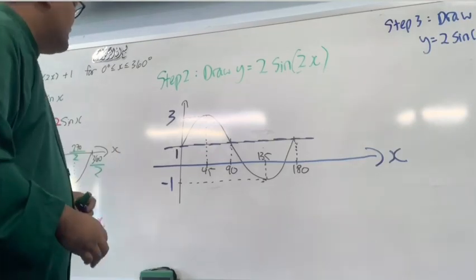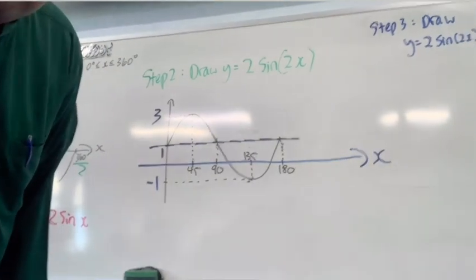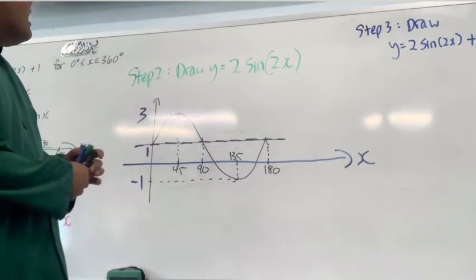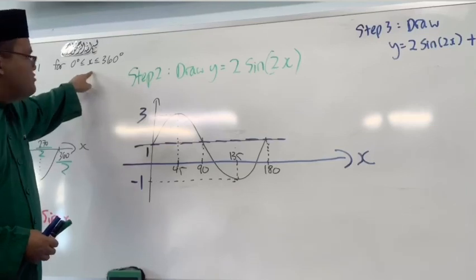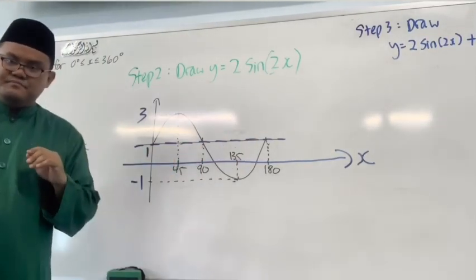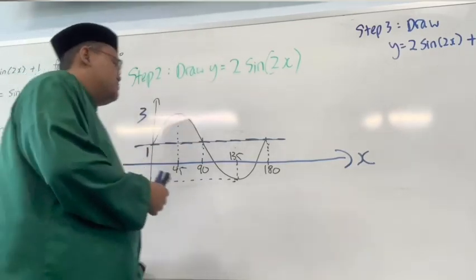Okay. Tell me, people, are we done? Do you think we are done here? Of course not. What's missing? I want this to be between 0 and 360. We only draw half of it. So what do we do? We draw another complete wave.